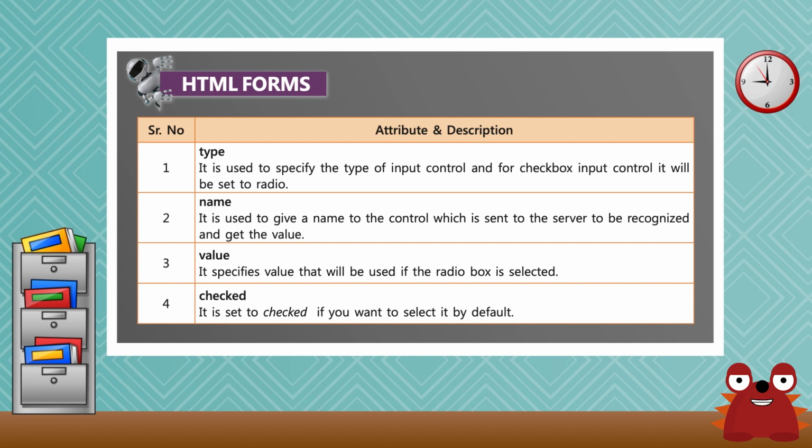Following is the list of attributes for the radio button. Type is used to specify the type of input control, and for radio input control, it will be set to radio. Name is used to give a name to the control which is sent to the server to be recognized and get the value. Value specifies the value that will be used if the radio box is selected. Checked is set to checked if you want to select it by default.